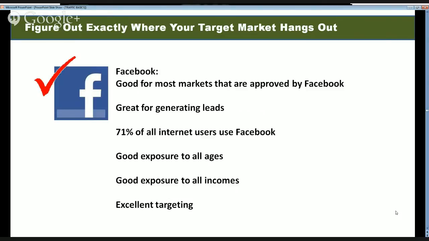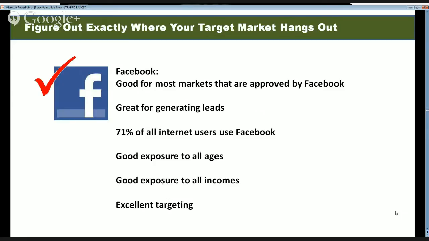Well, think about it. Almost everybody uses Facebook. There are billions of people on Facebook, well over a billion. And it's really, really good for generating leads. And that's what you want to do. That's everything that you want to do, is to generate leads. How widely is it used? Well, it turns out that 71% of all internet users also use Facebook. 71%. You're reaching a tremendous audience there.